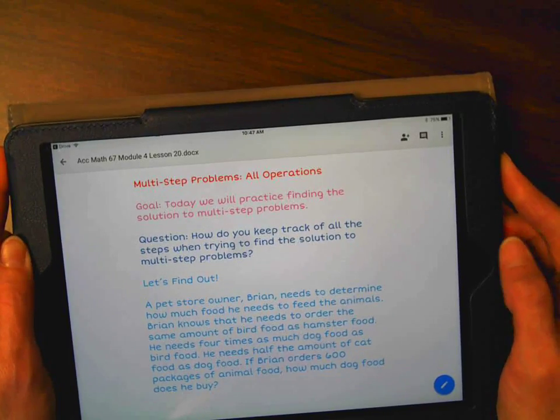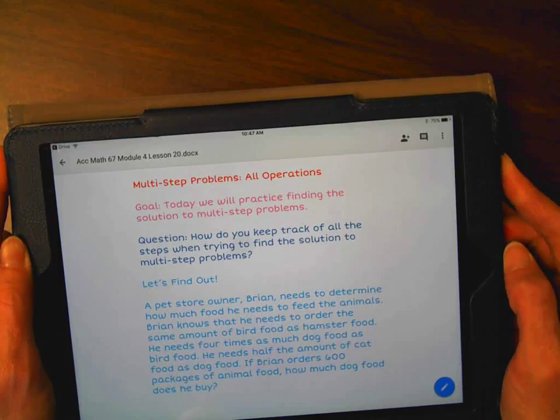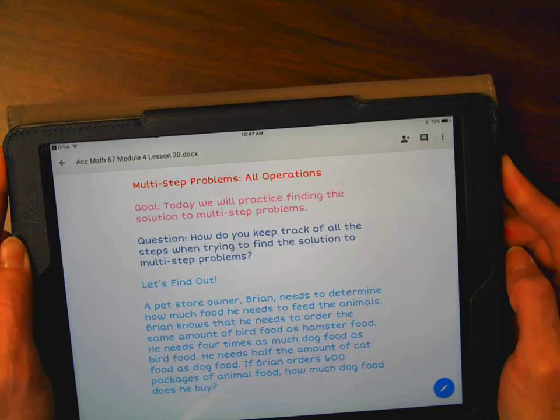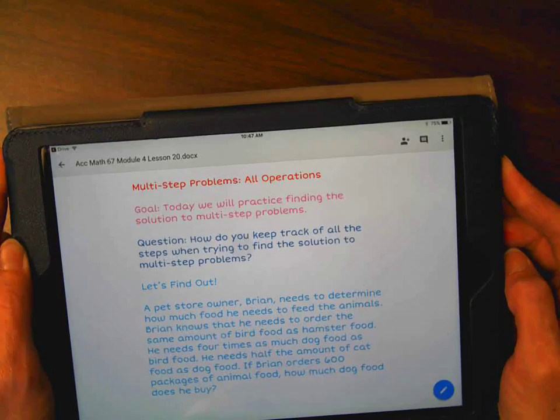Okay, multi-step problems, all operations. The goal for today: today we will practice finding the solution to multi-step problems. The question that I want you to be thinking about is, how do you keep track of all the steps when you're trying to find a solution to a multi-step problem? So going back to the title really quick, practice finding the solution to multi-step problems.